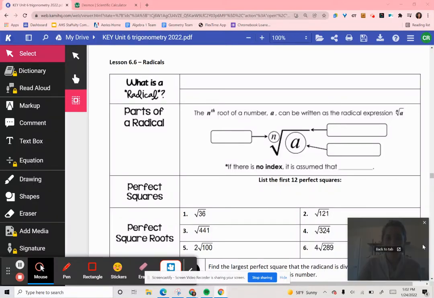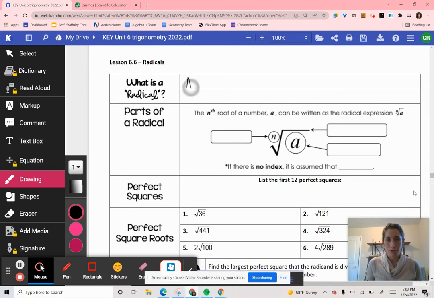All right, we're going to be looking at radical expressions in today's lesson. So what is a radical? First, a radical is an expression with a root.